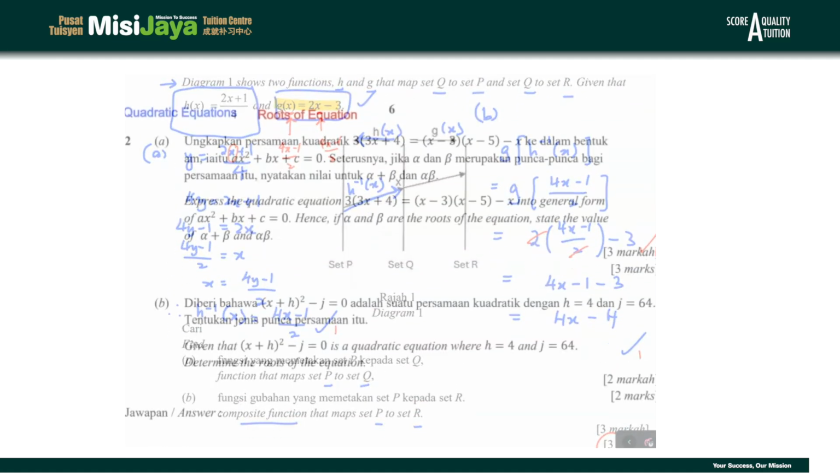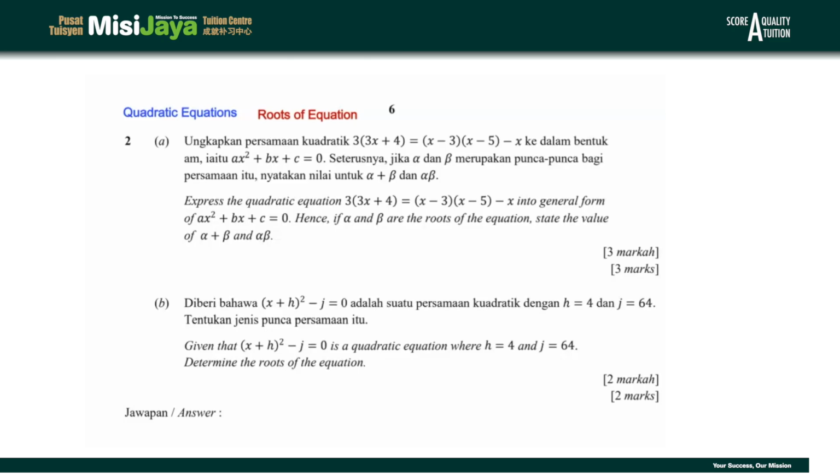Okay, let's look at question number 2. So this question is based on the topic quadratic equations. So for quadratic equations, students will need to know how to find the roots of equation. So let's read the question.